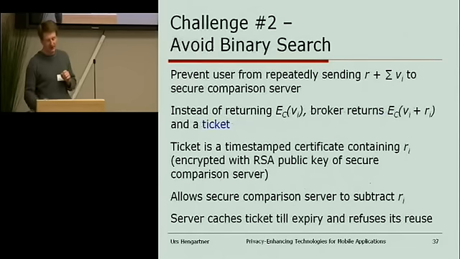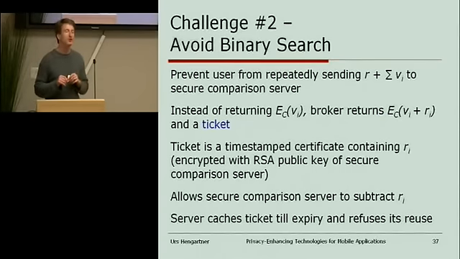How do we solve the second challenge? I'm not going to talk about the details. Basically, what we do is we use tickets. Right? So the user needs to be in the possession of a ticket, which is basically a digital certificate, and only if there is this ticket will the secure comparison be able to execute the comparison. And in addition, the server caches received tickets, and if the server receives multiple tickets, the server will reuse a ticket that it has already seen.